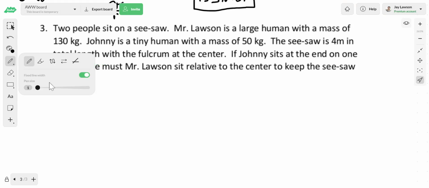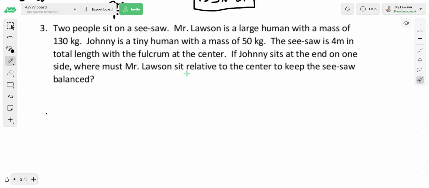If Johnny sits at the end on one side, where must Mr. Lawson sit relative to the center to keep the seesaw balanced? Ooh, there's a lot going on in this problem, isn't it? Yes, it is. Now, I'm just going to show you just how complicated these can get. But we'll take it one step at a time and think about what we know. And I think you'll realize that even though there's a lot of information here, it's not that bad. So here we go.